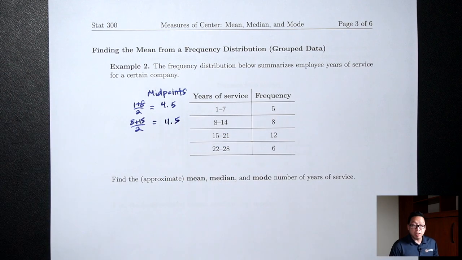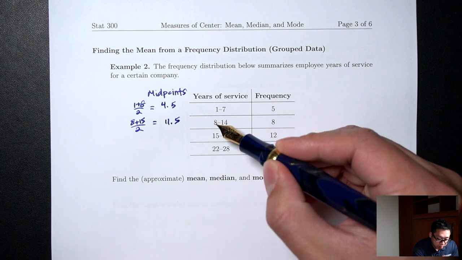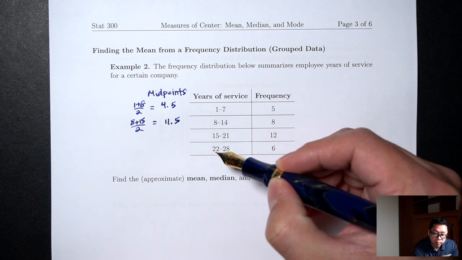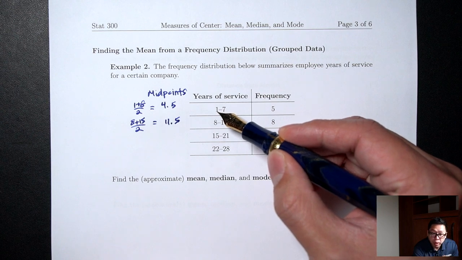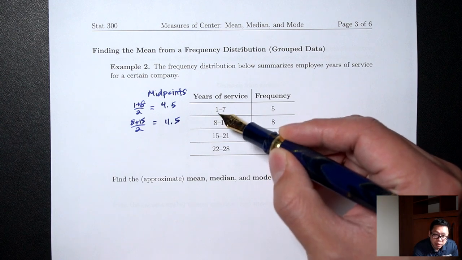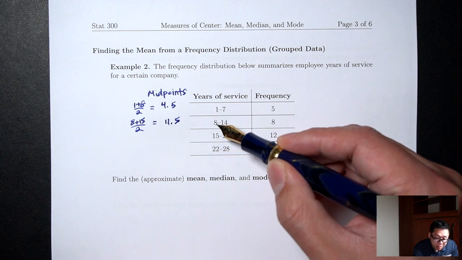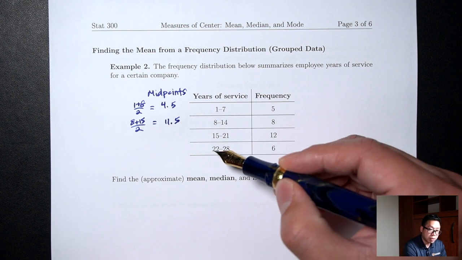Now let me remind you the shortcut for getting the rest of the midpoints. Find a class width, okay? Look at my lowers, 1 to 8, 8 to 15, 15 to 22. How much are these numbers going up by? So 1 to 8, that's going up by how much? 7, right? So you can just say 8 minus 1, that's 7. You can do 15 minus 8, that's 7. So all my lower numbers are going up by 7.